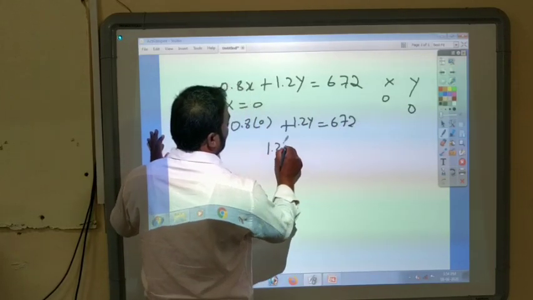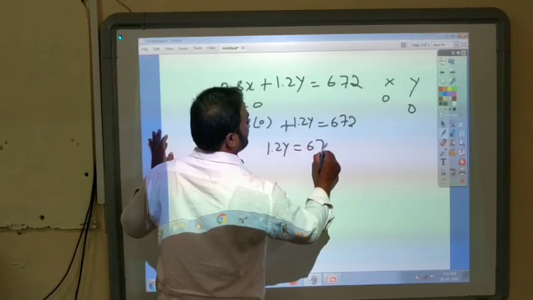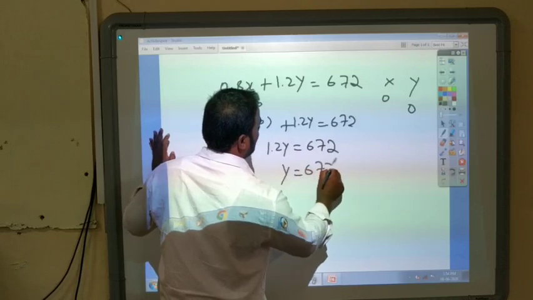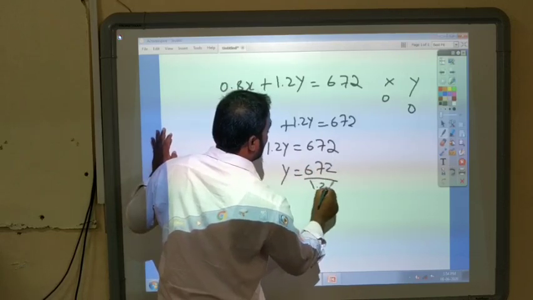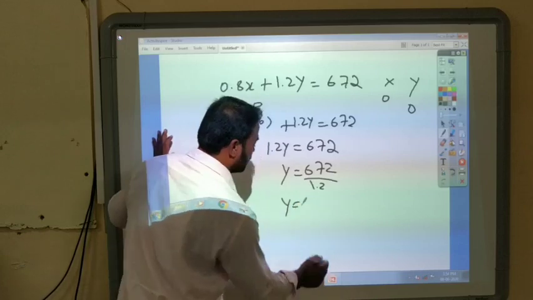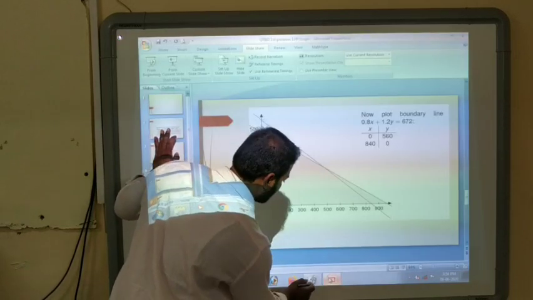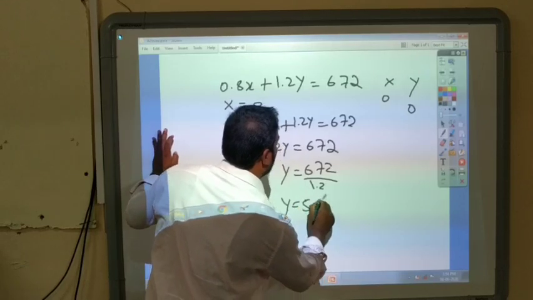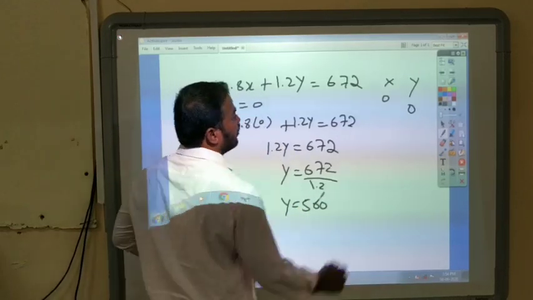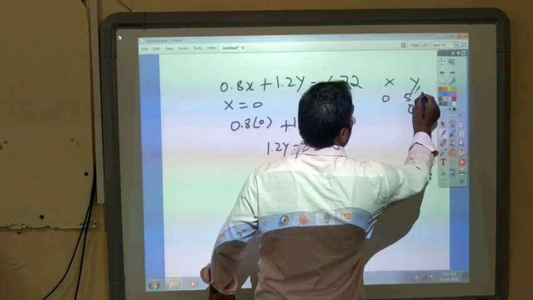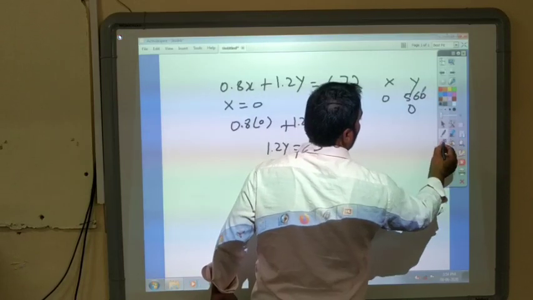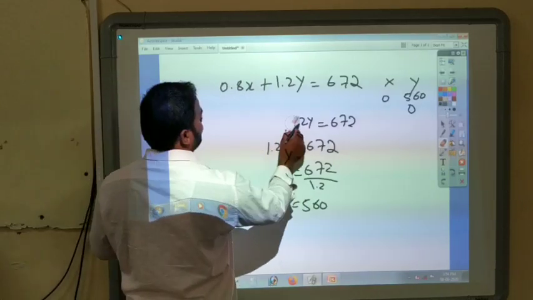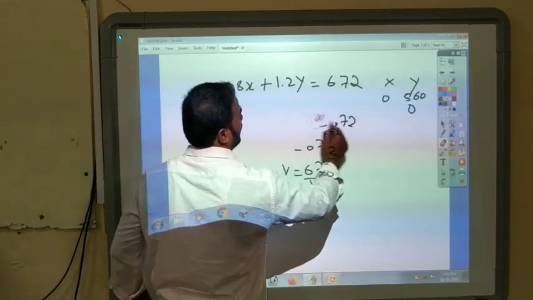1.2y is equal to 672. y is equal to 672 divided by 1.2. y is equal to 560. Correct? So now we find that when x is equal to 0, y is equal to 560. Right? And again, now we are using y is equal to 0. Now we are going to identify the value for x.